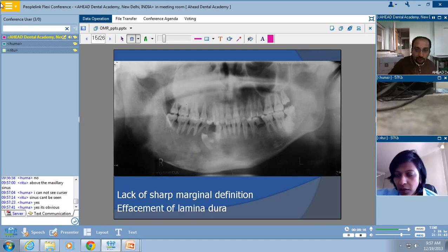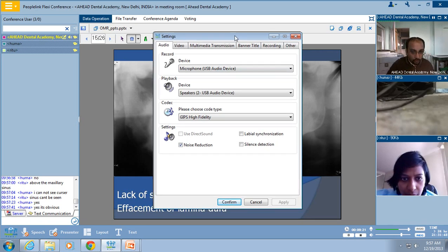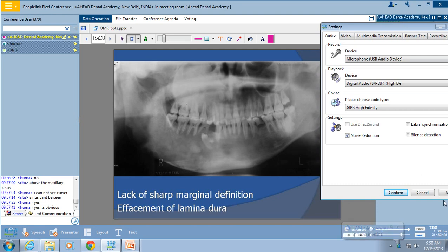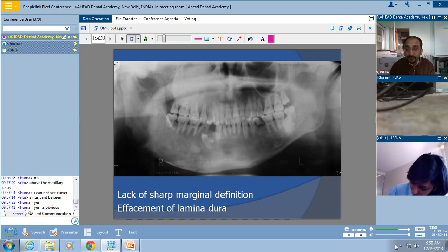As you can see, lack of sharp marginal definition is the hallmark of fibrous dysplasia. Okay? Can you see any root resorption in this? Can you make out any root resorption? No. Remember, in fibrous dysplasia, there is absolutely no root resorption. The tooth will start getting displaced, but there will never ever be any kind of root resorption. Now, what are the other radiographic features of fibrous dysplasia in addition to this?